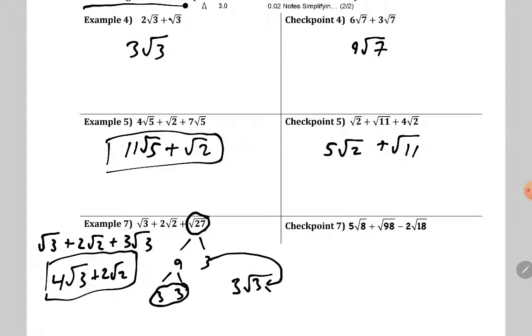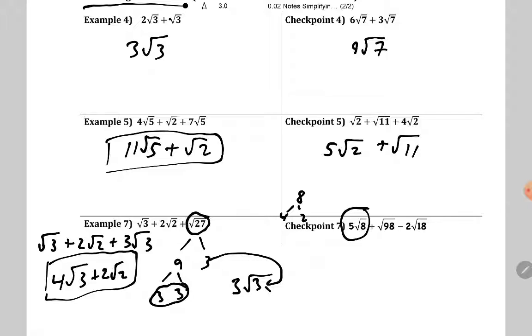Lastly, okay, so we have to break this down quite a bit. So I'm just going to look at the first number. This one first. Square root of 8 can be broken down into 4 and 2. So I'm just looking at 8, breaking down into 4 and 2.